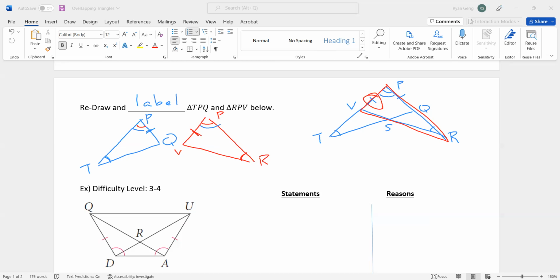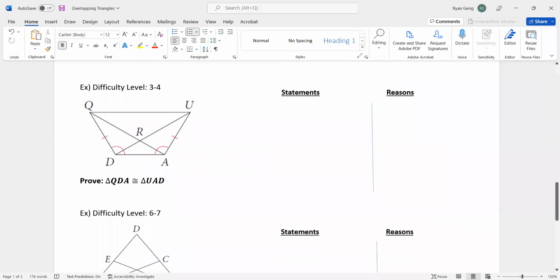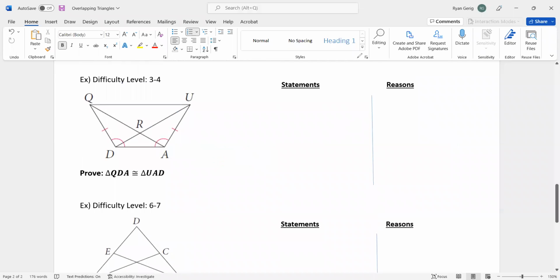Now it should be easy to see angle side. Okay, redrawing it helps you see why they're congruent. And it also might help you see the shared part. Okay, now that was redrawing, and I'm going to be doing that more when I'm doing these proofs. But I'm going to jump in and do these proofs.